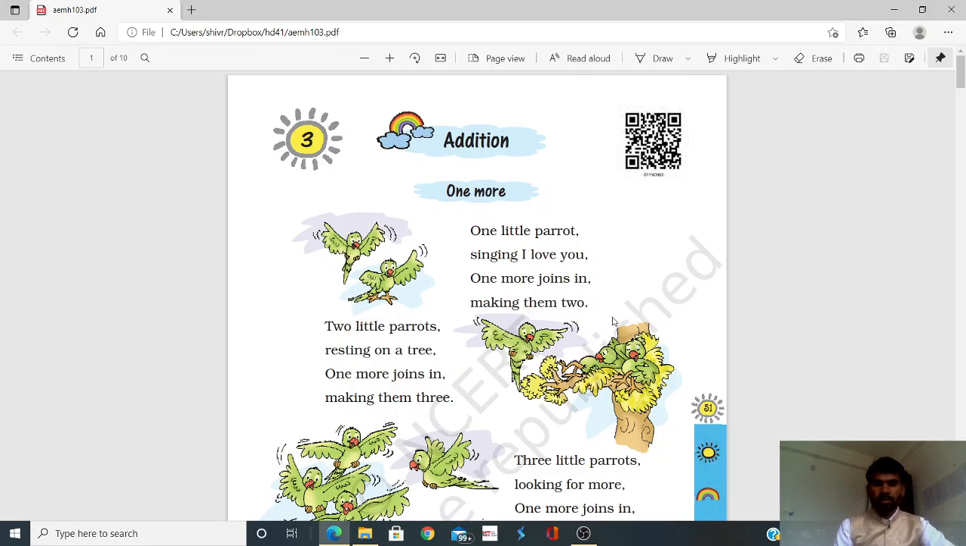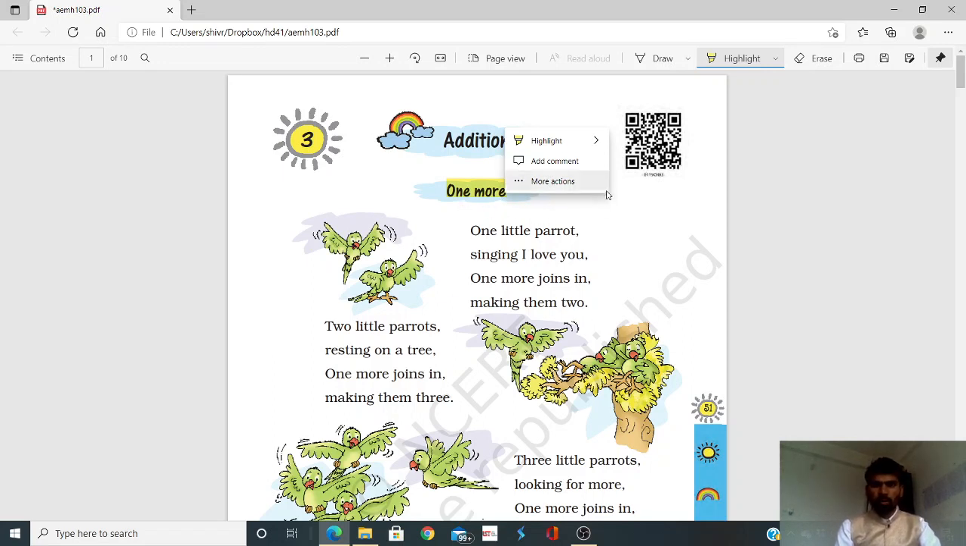Hello guys, today we have to learn the third chapter of mathematics. The name of the chapter is addition. Here the more important concept is "one more."